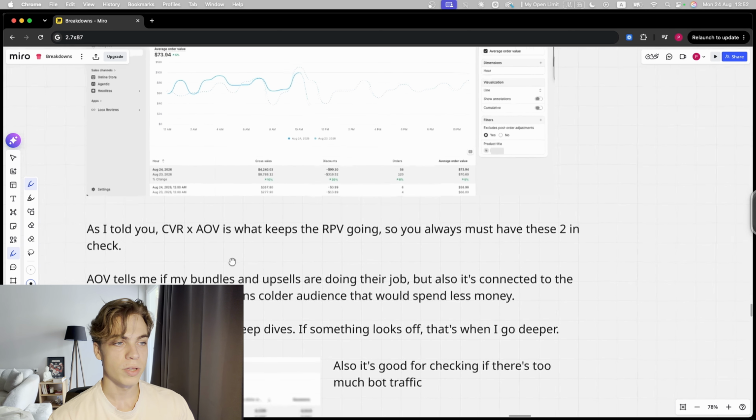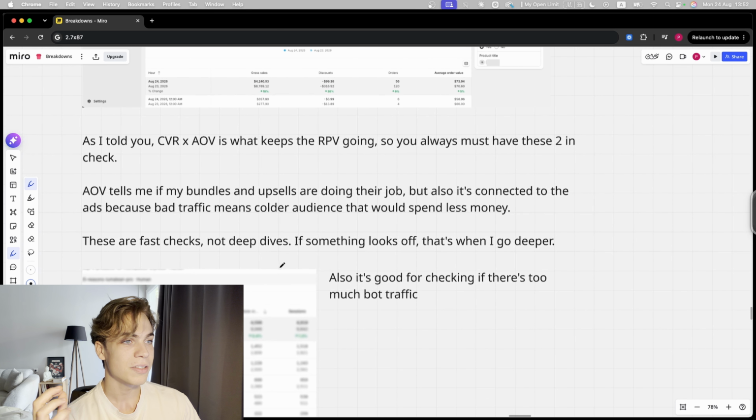The average order value tells me, for example, if my bundles, my upsells, things like that are doing their job, but also it is connected to the ad, because bad traffic means that a colder audience is going to go on my store, and that would mean that they spend less money on my store. And as I said, these are fast checks, they are not deep dives, just checking them real fast. If something looks off, that is when I actually go deeper.